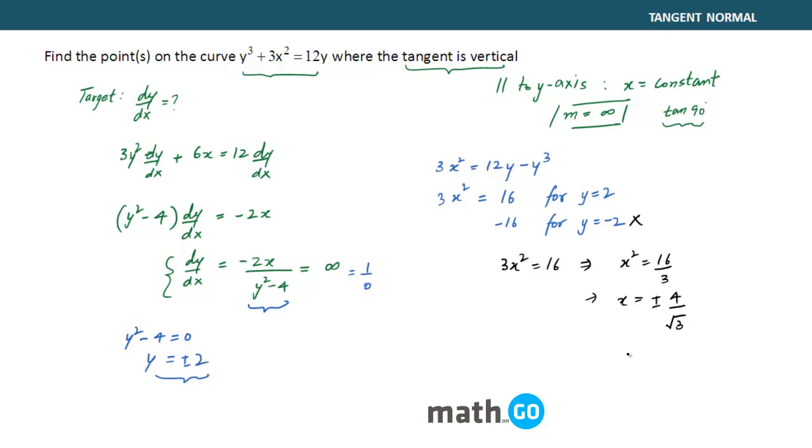These are the 2 points. So the 2 points that we are getting are plus minus 4 by root 3 comma 2. These are the 2 points where the tangent would be vertical, that is parallel to the y-axis, and this is our particular answer. This is how you solve this. Got it?